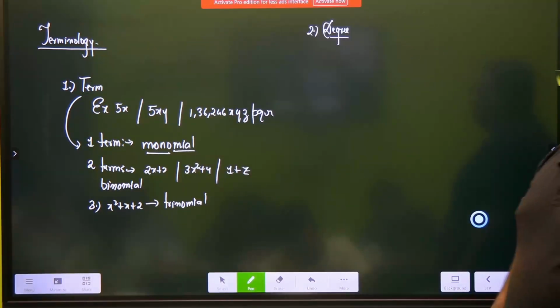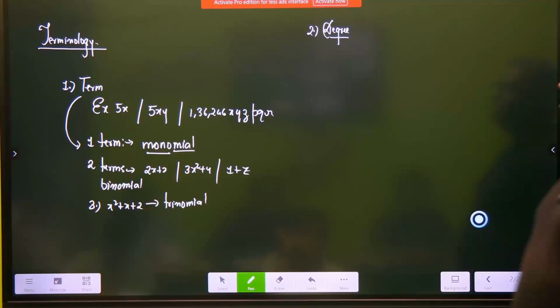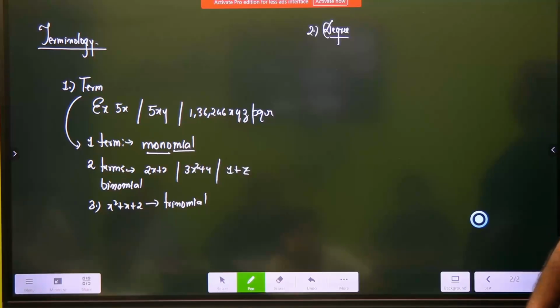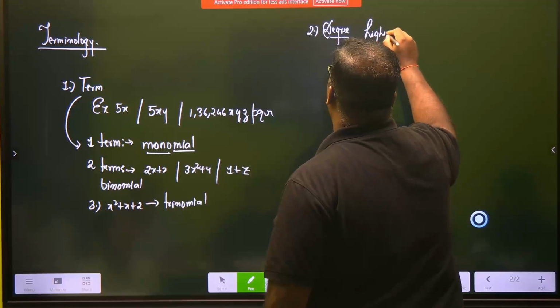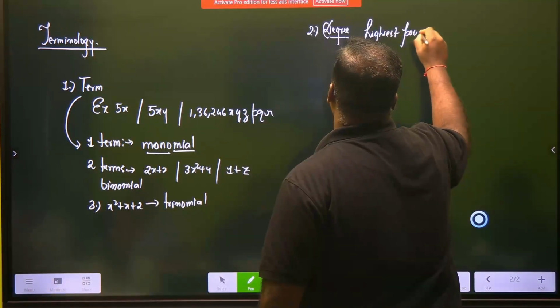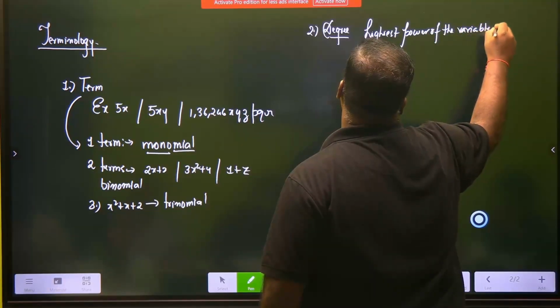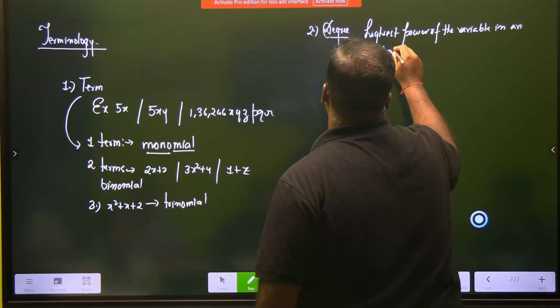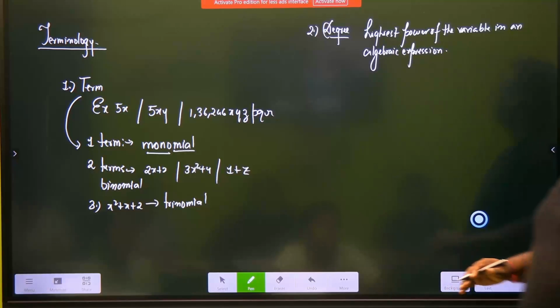Degree. So when you see a term, first listen and understand, then write, because this is something new. If I write anything here, you'll write that. Understand, degree is the highest power of the variable in an algebraic expression. First understand, don't immediately write. Now this is a very general statement. It will actually break up into many things.